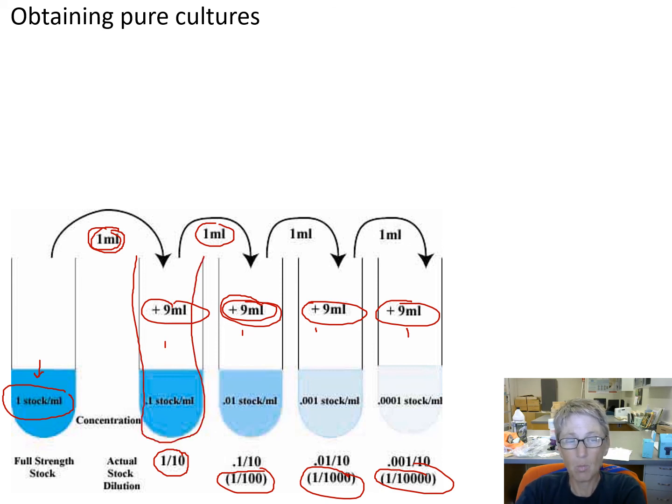Before you take 1 mil out of the stock, you want to vortex it. So you shake it up so all the microbes haven't just settled to the bottom. You want to vortex it, which is a type of mixing, so that the microbes will be throughout the stock. So when you take a mil out of there, you're getting a good sample.